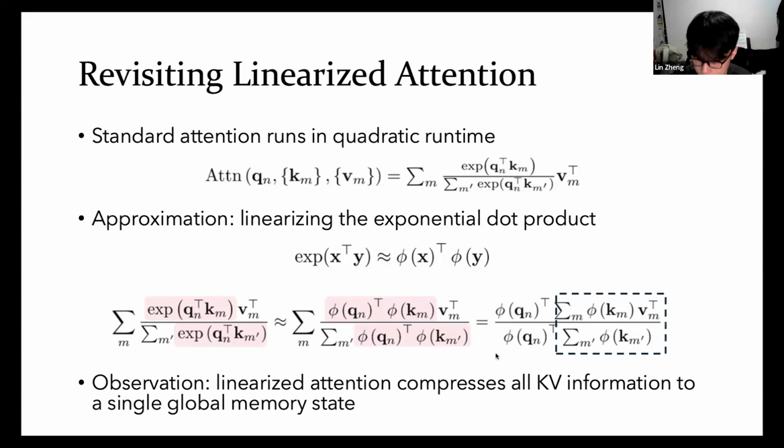This is basically due to swapping the order of matrix multiplication. In standard attention softmax, we first calculate the matrix multiplication between Q and K, followed by V. Now we calculate the whole multiplication by first multiplying K and V, followed by Q.